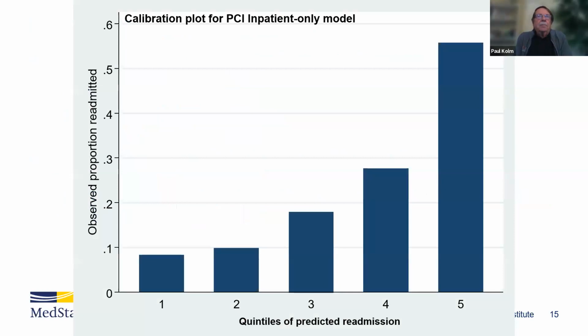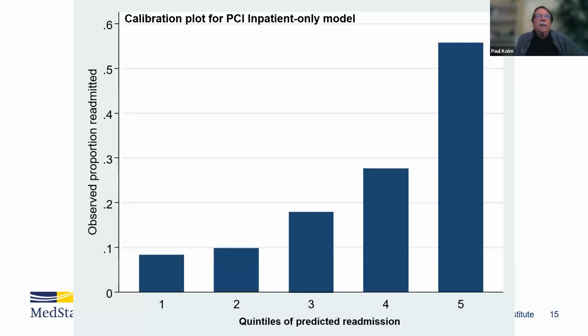So this is a calibration plot for our 30-day readmission model. So you can see it's pretty good, as the observed proportion readmitted is pretty consistent with the predicted readmission. That is, as one is increasing, so is the other. Obviously, it's not perfect.